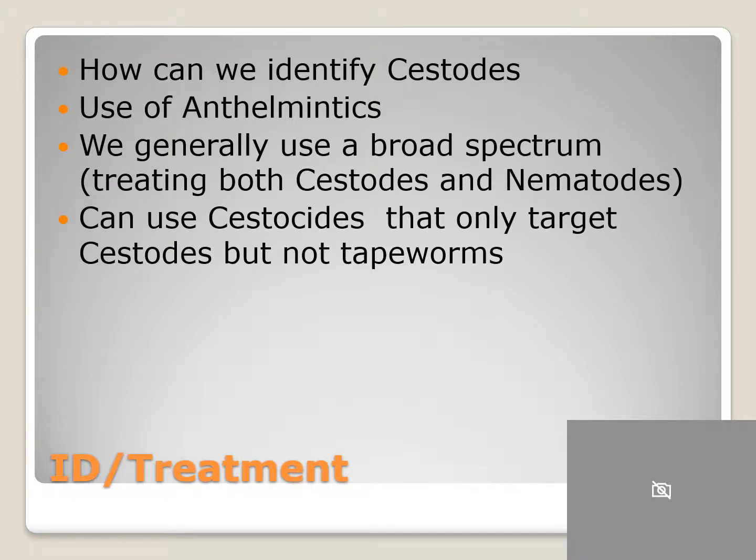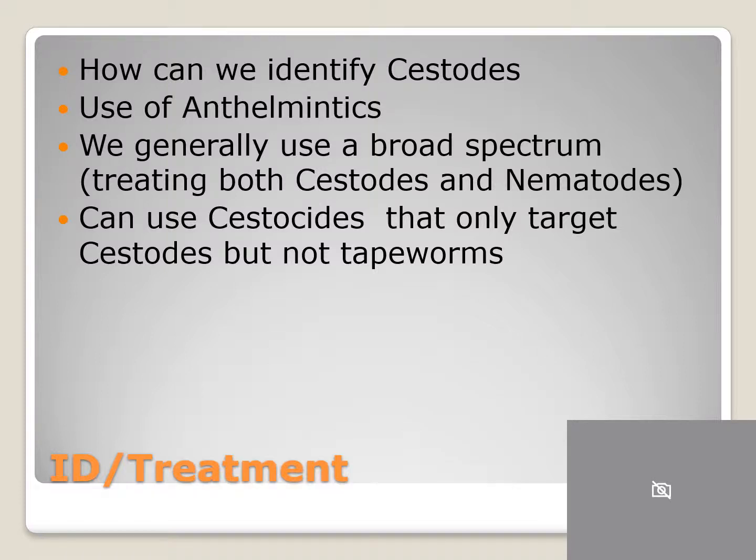Generally, we use what we term a broad spectrum worming product that is going to treat both cestodes and nematodes. However, what you use may depend on your practice protocol. So it's really worth finding out at this point, or just clarifying, how your practice targets cestodes and nematodes. Is it a broad spectrum? Is it a tablet? Is it a spot on? What other things might it actually work against?